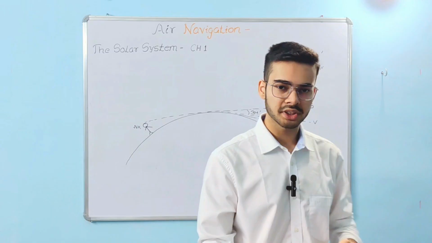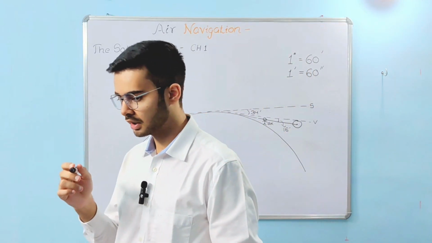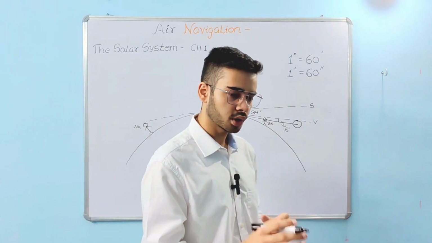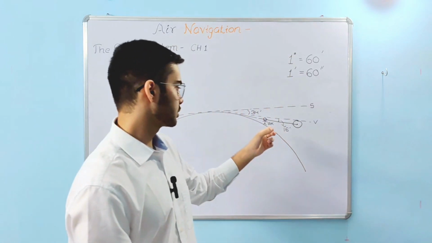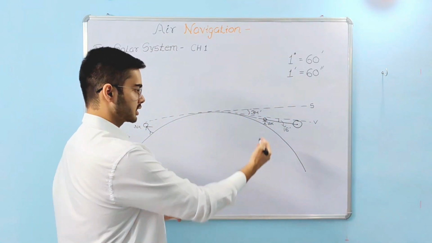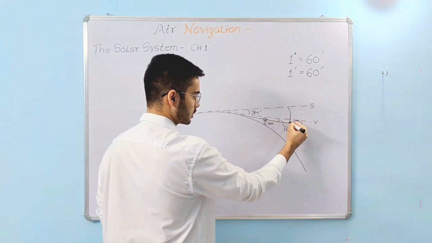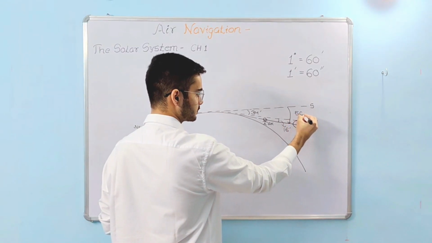And why do we need to consider the center? Because the definition of civil, astronomical, nautical twilight says that it is always measured according to the sun's center. That's why we need to calculate this too. So now just add it up: 34 minutes, 16 minutes, total 50 minutes.